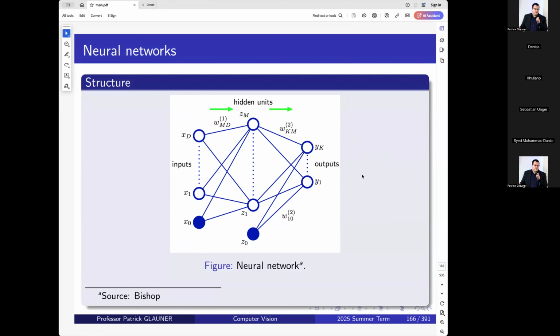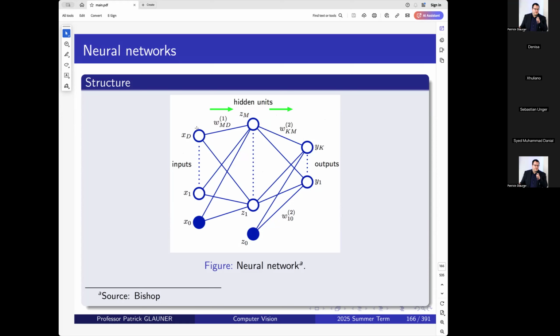Now, what we have in between is a so-called hidden layer. The hidden layer is a layer of hidden units. Here we say it's m many. This number can be varied too. Maybe you ask yourself now, what's a good size for the hidden layer? This is something we'll discuss later.